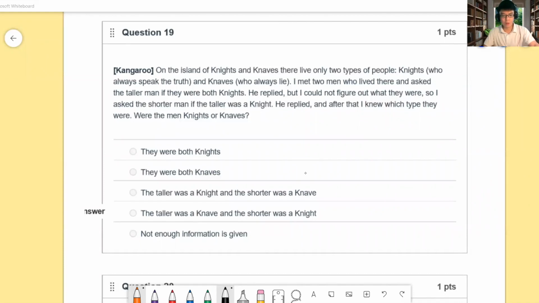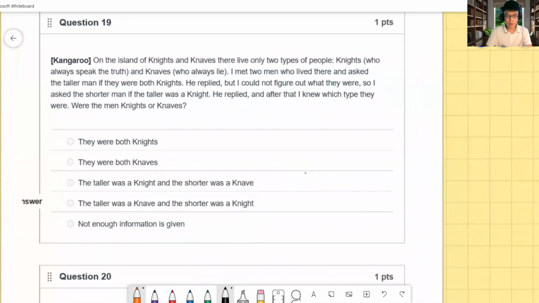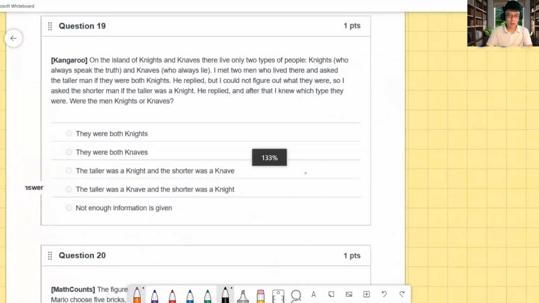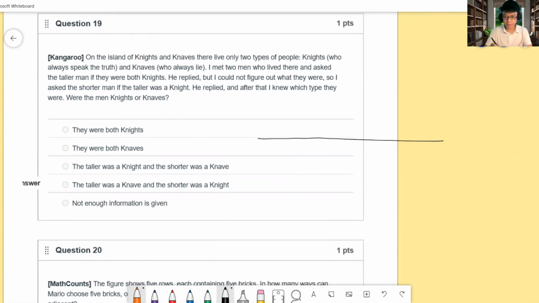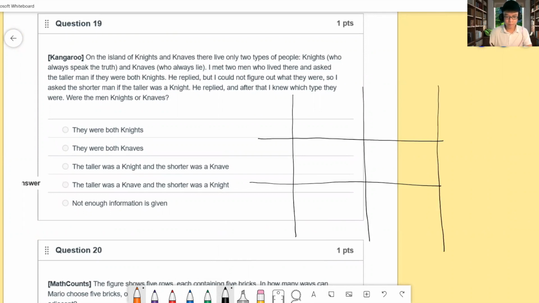This is a logic question. On the island of knights and knaves, there live 2 types of people: knights who tell the truth, and the knaves who always lie. Okay, let me draw a table to represent these two people. So here, the traveler, called I, asks two persons, the taller one and the shorter one. Let me denote this is the taller one, and this is the shorter one.